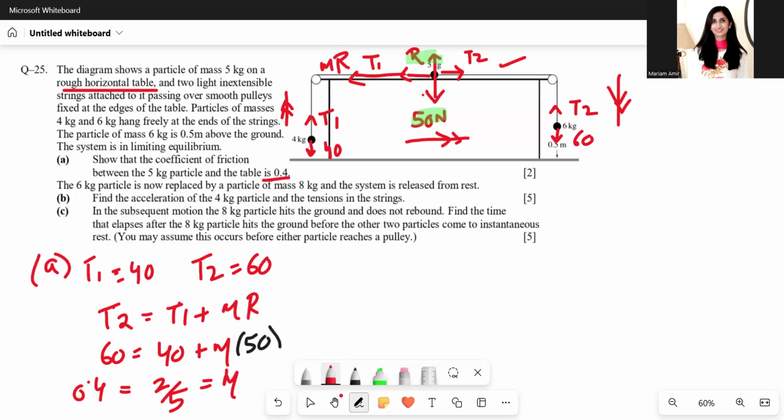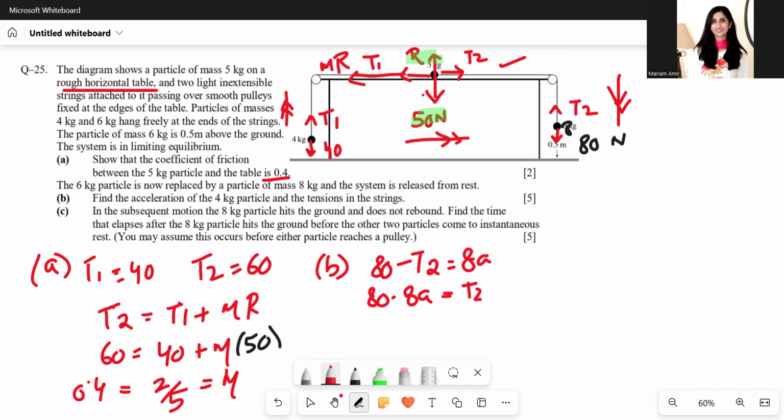The 6 kg particle is now replaced by a particle of mass 8 kg. So we have 8 here now and 80 newtons downward force. Find the acceleration of the 4 kg particle and the tension in the string. Okay, so for part B, the system will now move. So the 8 kg particle will have forward force minus backward force equal to MA. That means T2 is equal to 80 minus 8A.